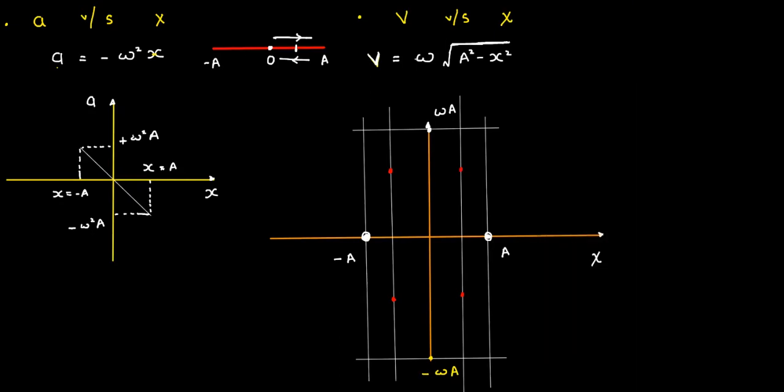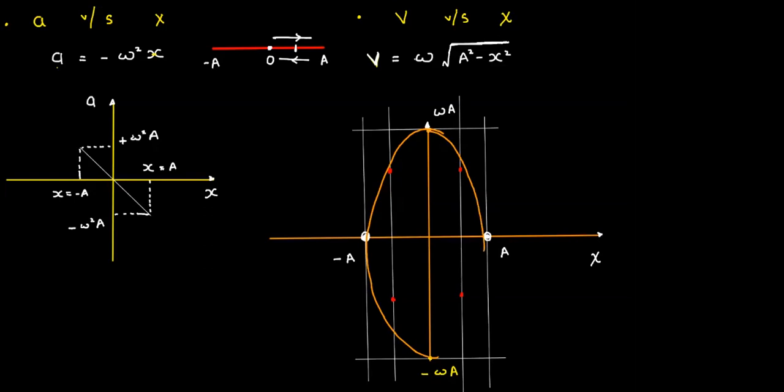So if you join all the points, you are going to get a curve which is closed. Okay, I may not be able to draw a symmetrical curve, but it is a symmetrical curve. Oh, last attempt. Yes. So you'll get an ellipse.